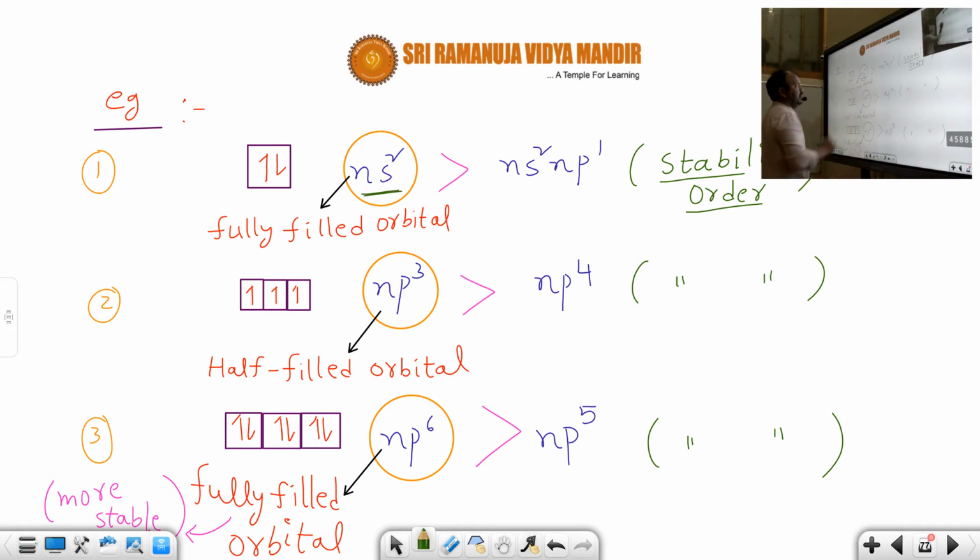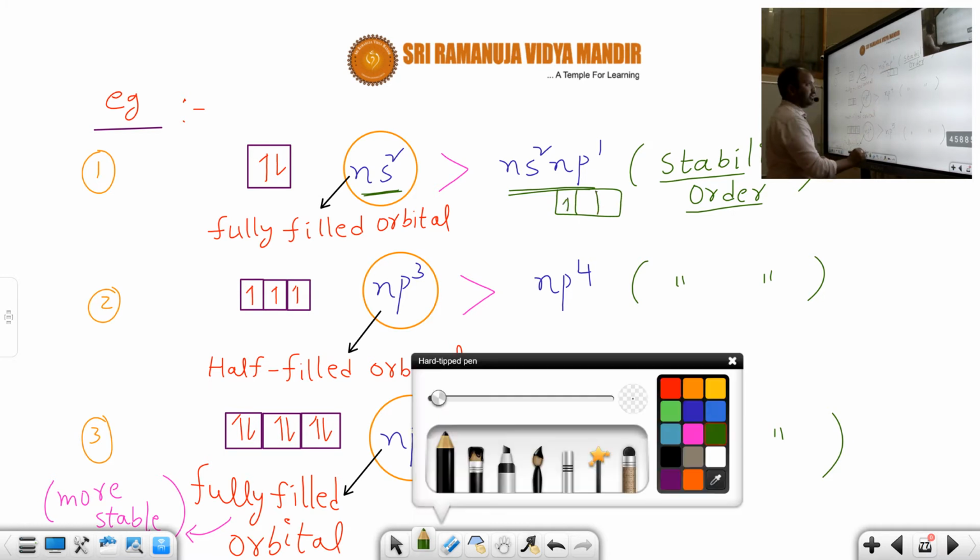Here I have taken ns2, and here ns2 np1. The s subshell contains 2 electrons, and how many electrons does p contain? 1 electron. P is made up of 3 orbitals, and only 1 electron will be there. Have a look at that one here.